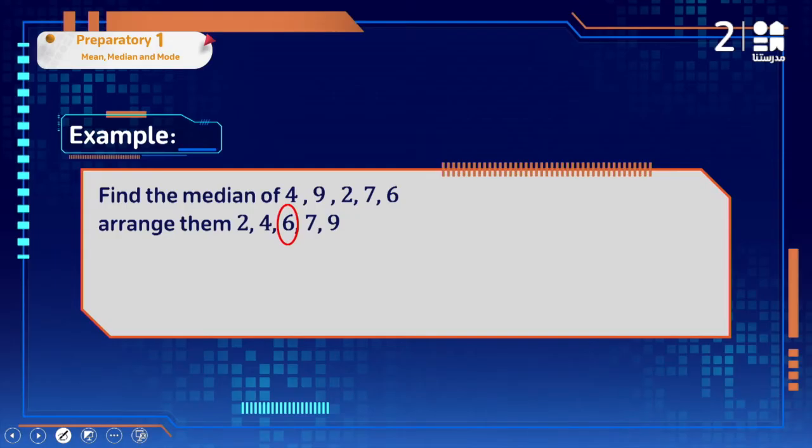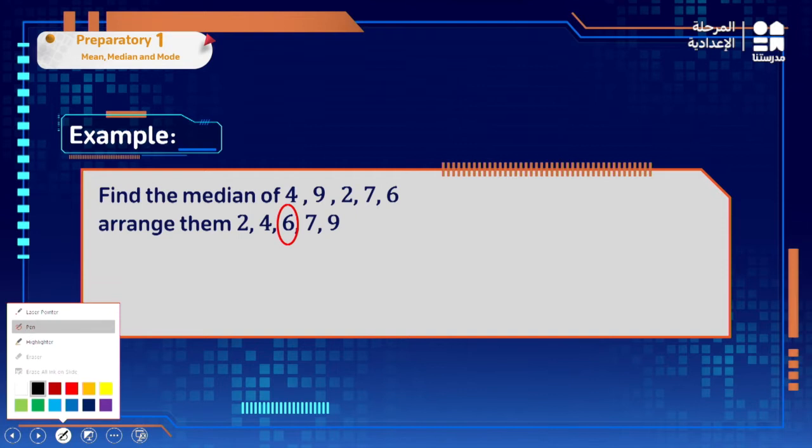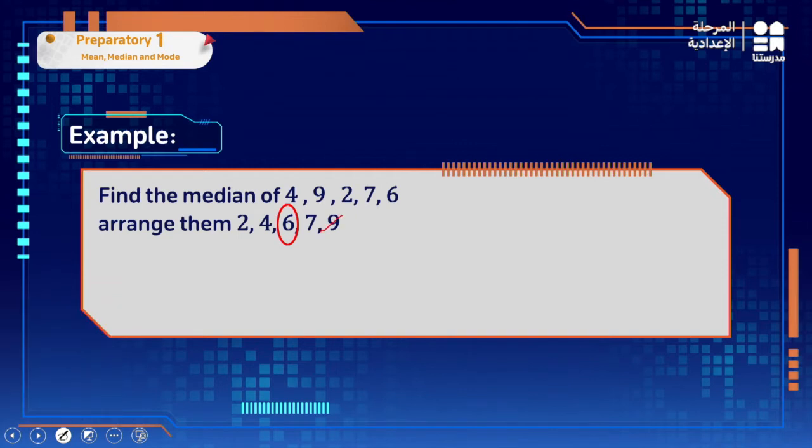Here is an example. Find the median of 4, 9, 2, 7, and 6. Let's arrange them, and as I said, it's up to you to arrange them in any order. 2, 4, 6, 7, and 9. And here we have 2 ways. If we have a small number of numbers in the set, we are going to cancel left and right. 9 with 2, 7 with 4, and the middle value is 6.